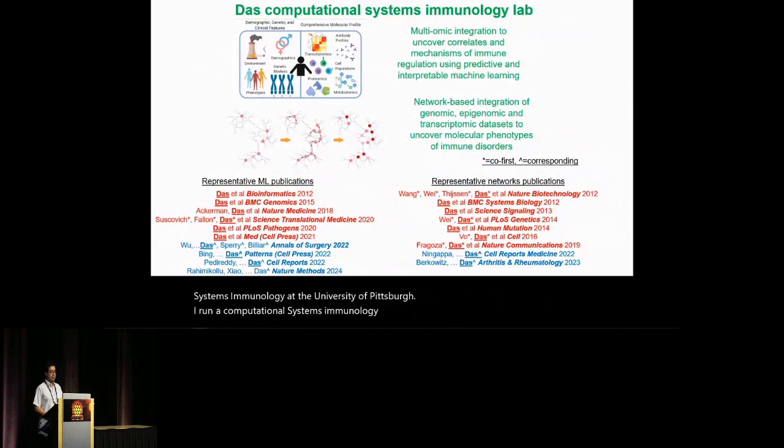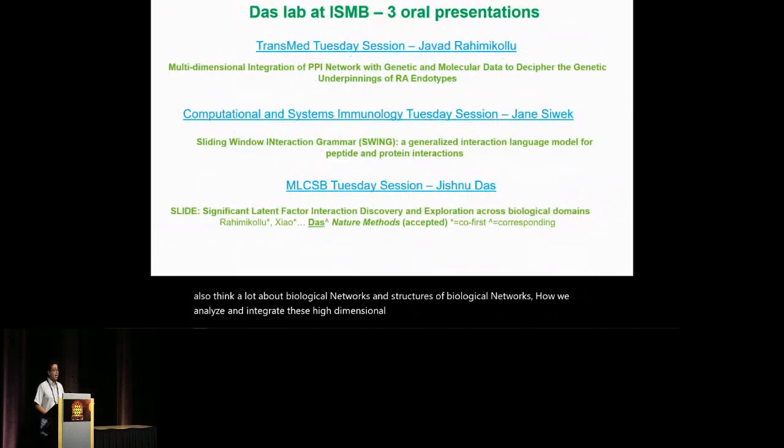The two founding principles are we think about high-dimensional multi-omic datasets in the context of immune regulation and dysregulation, and we use predictive and interpretable machine learning approaches to analyze and integrate these datasets, and I'll talk more about that beyond just predictive machine learning. We also think a lot about biological networks and their structures, and how we analyze and integrate these high-dimensional multi-omic data sets. We actually had 3 talks at ISMB. I'm the last one, so there were 2 of my students presenting talks. However, I'll dive right into SLIDE.